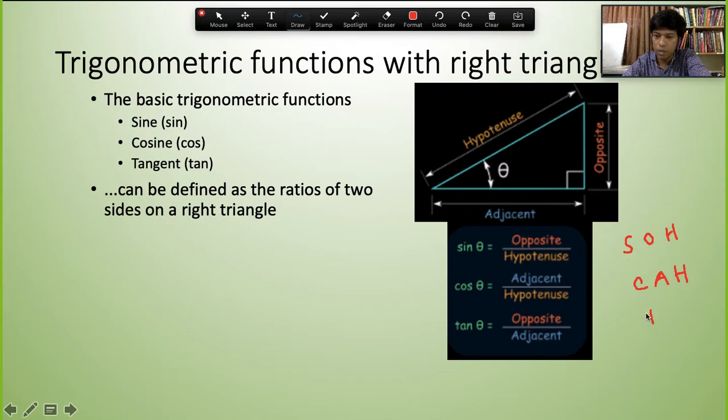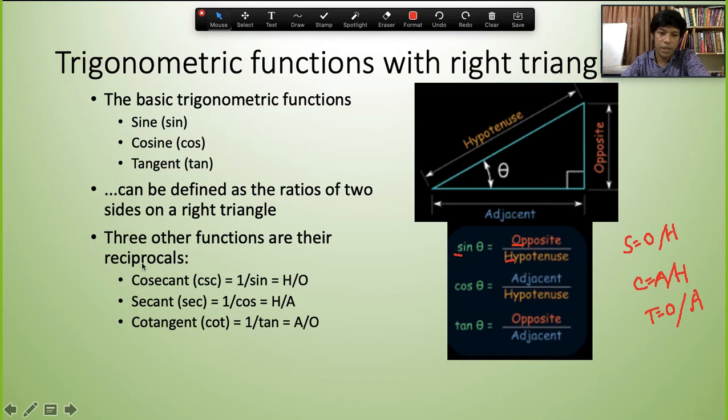SOHCAHTOA. To keep it in mind, to memorize it, this is the mnemonic. SOH means sine equals opposite by hypotenuse, CAH means cos equals adjacent by hypotenuse, TOA means tan equals opposite by adjacent. That's why it is called SOHCAHTOA. This way you can keep it in mind.